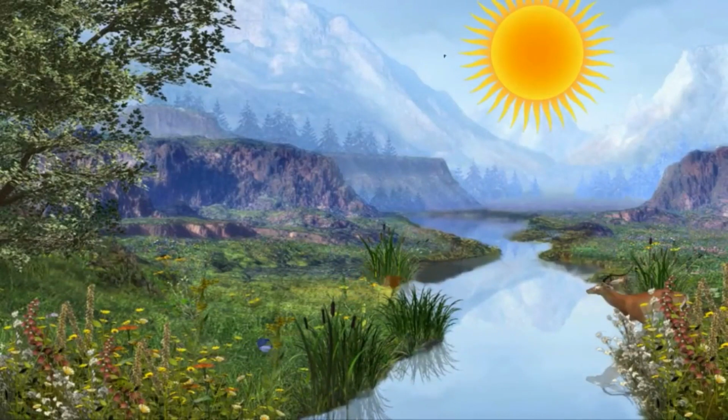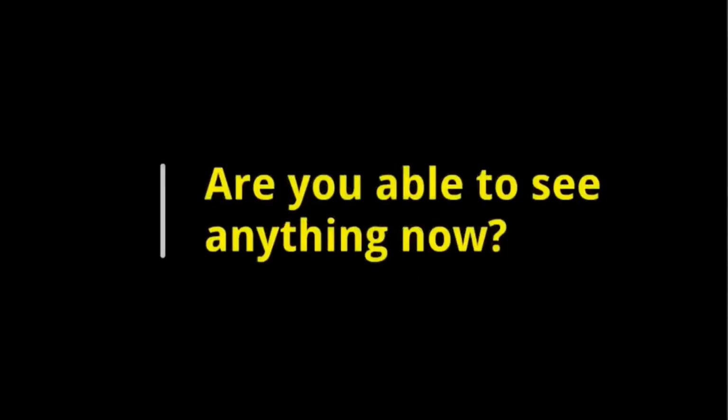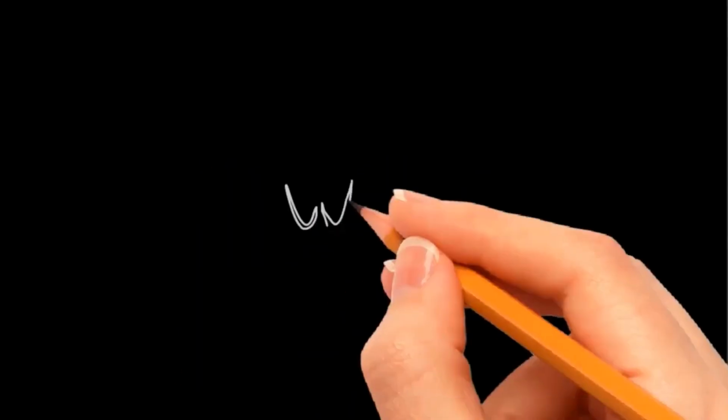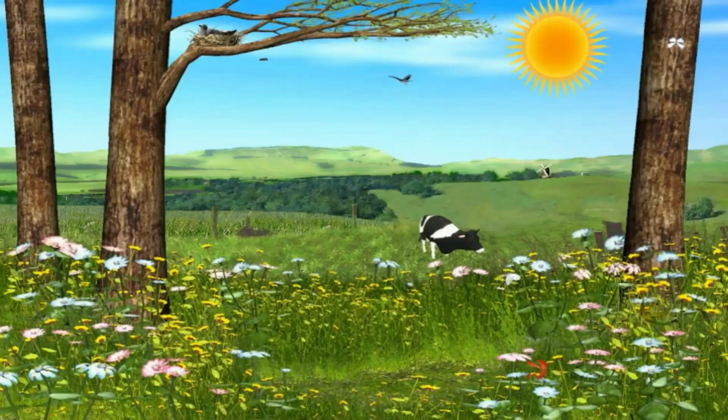Look at this scenario. It's daytime. The sun is there, so you can see all the trees, the mountain, the sky, the river, one deer drinking water, so everything you can see. In the evening, when the sun sets, are you able to see anything? No. Why? Because there is no light. But the next day, again sunrise, and you will see everything once again.